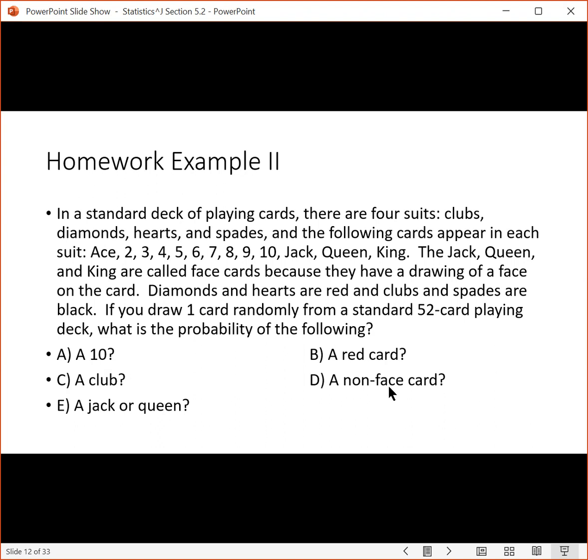Non-face cards. So how many cards are non-face cards? Well, we know that we've got 1, 2, 3 face cards, and there are 4 suits. So that means there's going to be a total of 12 face cards. Take 3, multiply by 4. So 12 of the 52 are face cards. That means 40 are non-face cards. And then next we've got a jack or a queen. So how many jacks or queens are there? So we've got a jack for each suit. That's going to be 4 jacks. A queen for each suit. That's going to be 4 queens. And so that means we have a total of 8 jacks or queens out of our 52.